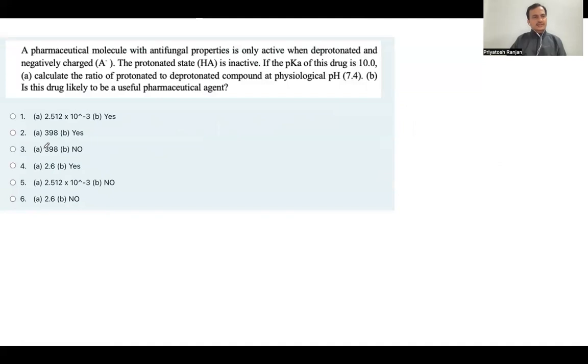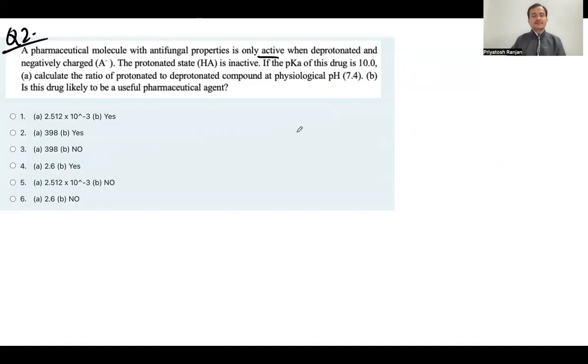Now read Question 2 very carefully. A pharmaceutical molecule with antifungal properties is only active when deprotonated. So it's given in the question that when it's deprotonated and negatively charged, it's an active molecule. The protonated state is inactive, as given in the question. So if the pK of this drug is 10, calculate the ratio of protonated to deprotonated compound at the physiological pH.